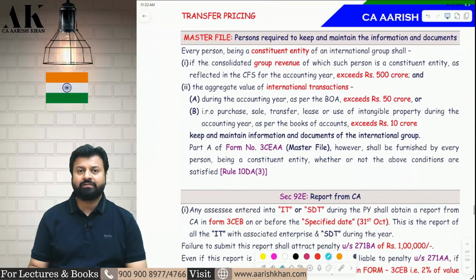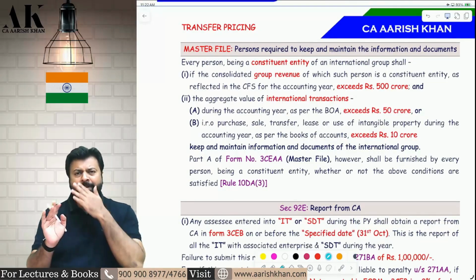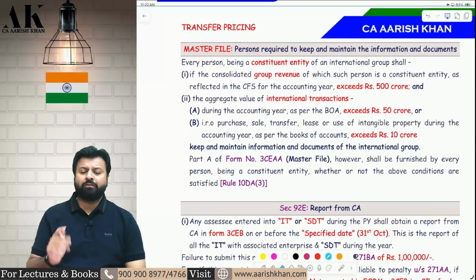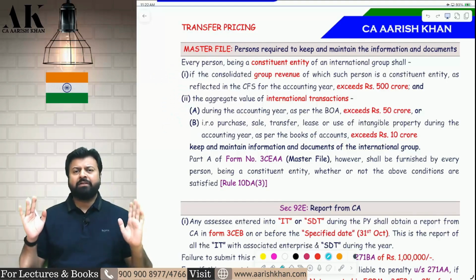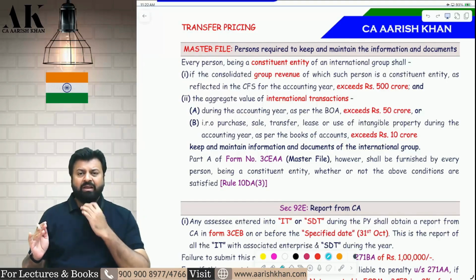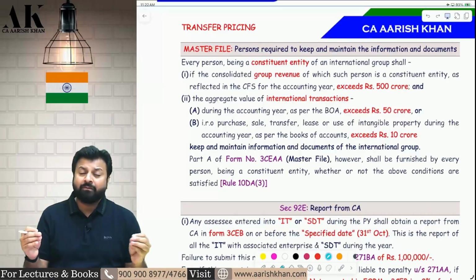Now let's talk about master file. Then what is master file? Master file contains some big information of the company, in which there are 2 parts, part A, part B. Part A, everybody has to fill. Part B, all those people have to fill who fulfill some conditions. Again, I am saying, master file contains some big information of the company. Part A, everybody has to file. But part B will be filed by those people who are fulfilling some conditions.